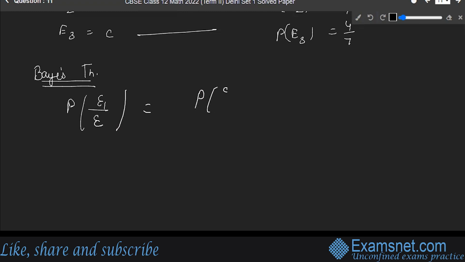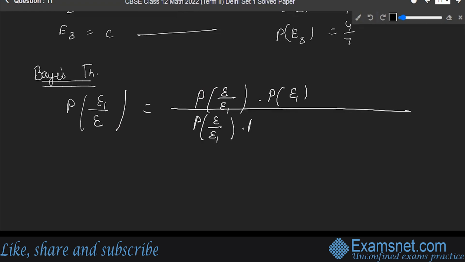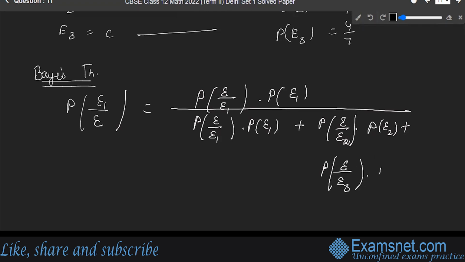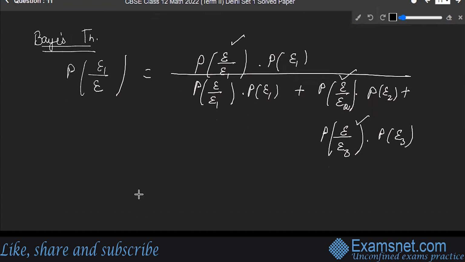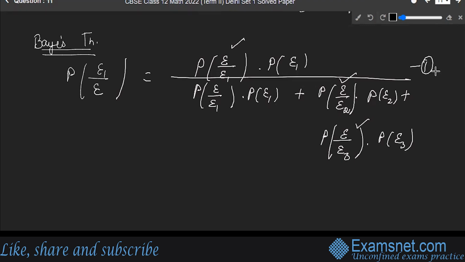And the formula is equal to probability E upon E1 into probability E1, whole divided by probability E upon E1 into probability E1 plus probability E upon E2 into probability E2 plus probability E upon E3 into probability of E3. We need to find these three terms. Let's go find them, and then I will put them in this equation 1.